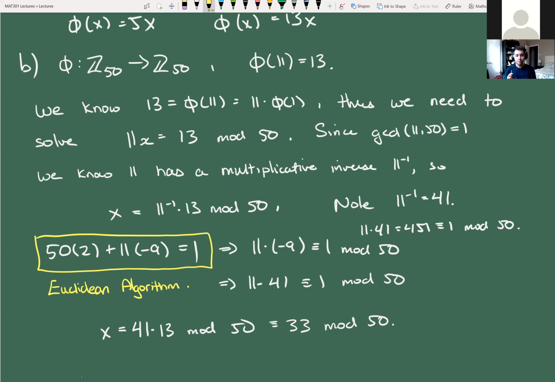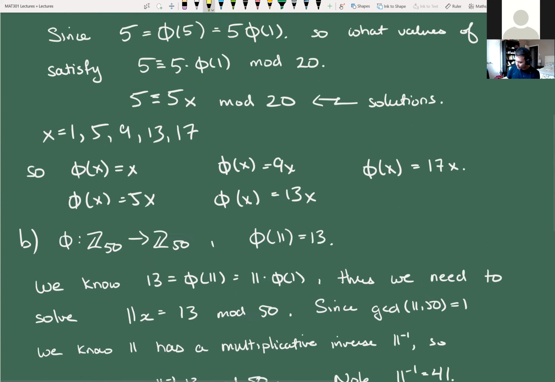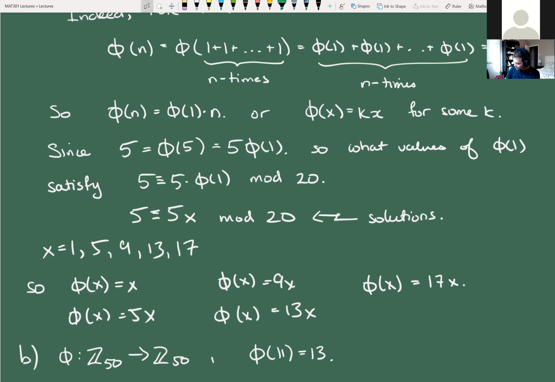Now, the problem with doing this in part A is that clearly 5 is not coprime to 20, right? So I can't multiply both sides by the inverse of 5 because 5 doesn't have an inverse. So that's sort of the problem. In part A, you kind of have to eyeball it. Now, I don't know how to solve that otherwise. Maybe there is a number theoretic technique to do that, and I don't know about it.